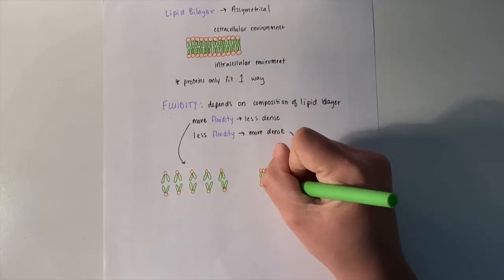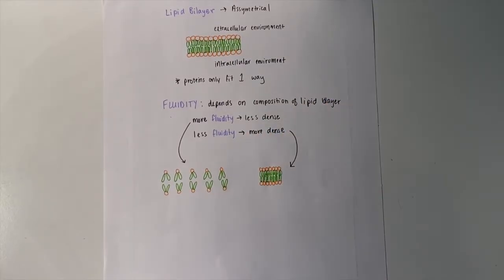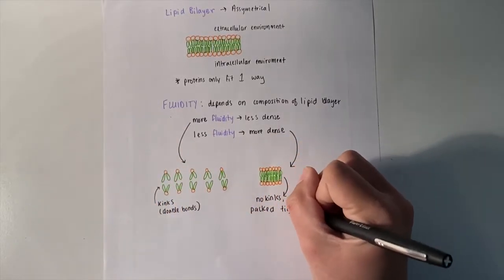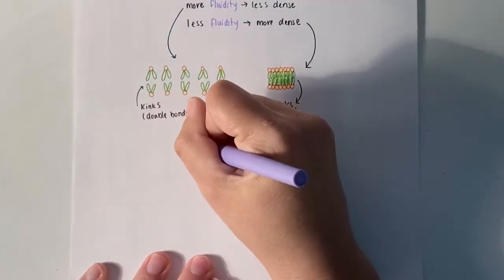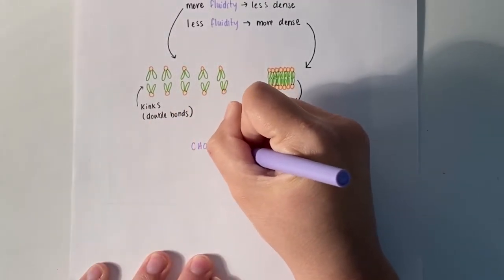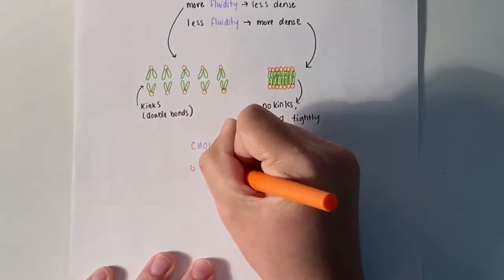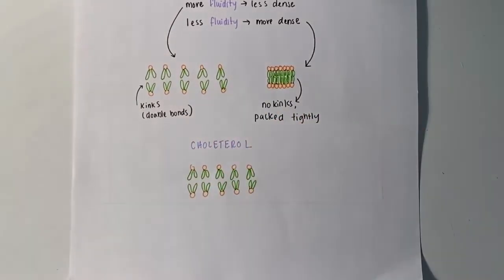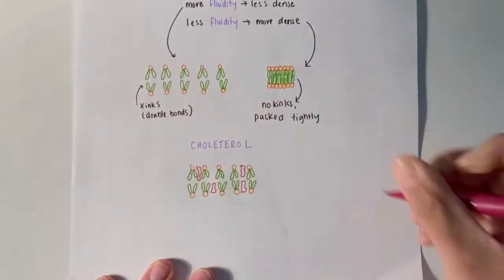The packing also depends on the hydrocarbon tail length and the number of double bonds in the tails, known as kinks. Animal cells regulate membrane fluidity using cholesterol. Cholesterol fills in the gaps between kinked membrane lipids, creating a stiffer, less fluid membrane.